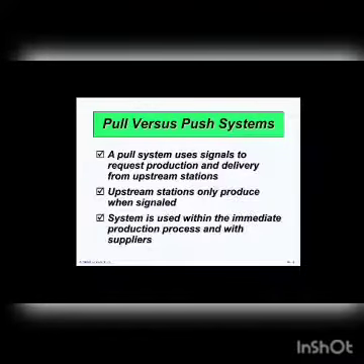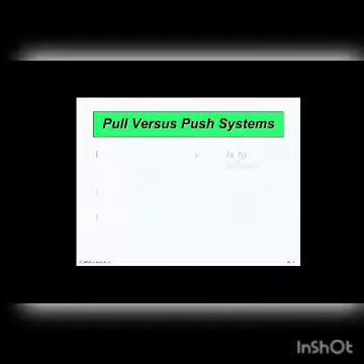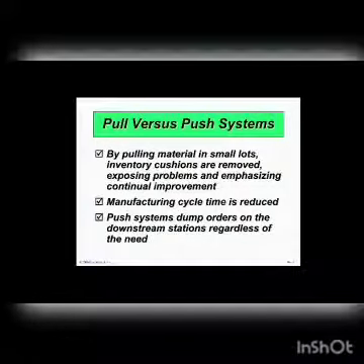So there are two kinds of system, the pull and the push system. A pull system uses signals to request production and delivery from upstream stations. That is, a pull system is made only to the order. A pull system manufactures only when the order is received, whereas a push system manufactures to stock. Upstream stations only produce when signaled. The system is used within the immediate production process and with suppliers. By pulling material in small lots, inventory cushions are reduced, exposing problems and emphasizing continual improvement. Manufacturing cycle time is reduced.